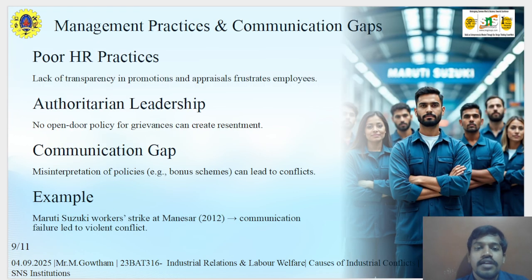Management practice and communication gap. Poor HR practices followed by the organization, and lack of transparency, which leads to promotion and appraisal frustrating the employee side. Authoritarian leadership, with no open-door policies, creates resentment. Communication, transparent communication. Things were discussed between four walls, and nothing was disclosed transparently and accurately. These kinds of things also lead to strikes.